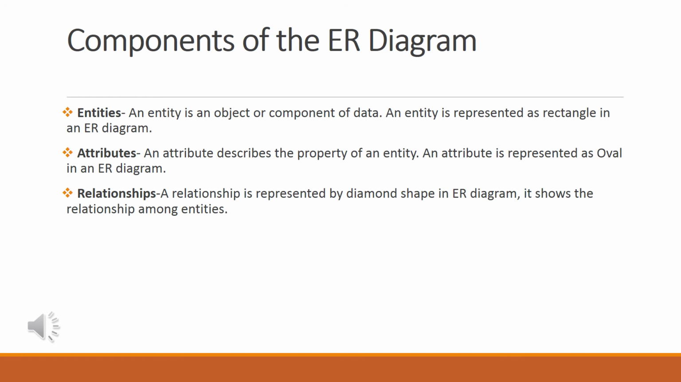Then the third one, we have relationship. A relationship is represented by a diamond shape, and it shows the relationship among entities. It shows the relationship between entities and how these entities are connected to one another. So all these components, that is the entities, attributes and relationships, are used in the ER diagram, and with the help of these things we convert a logical structure into a graphical representation of the database.